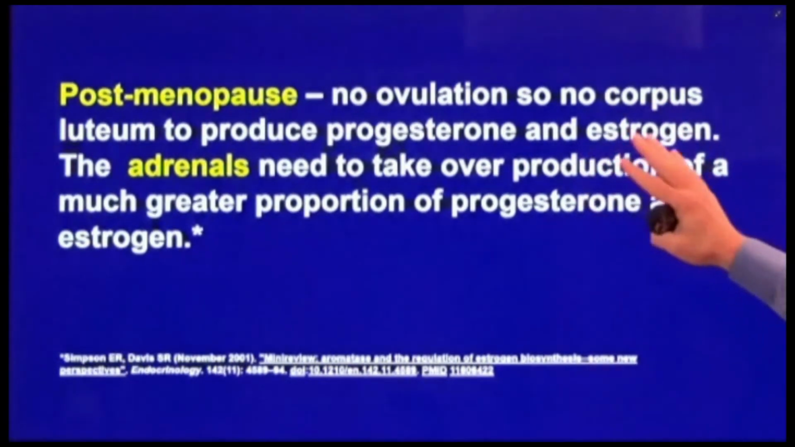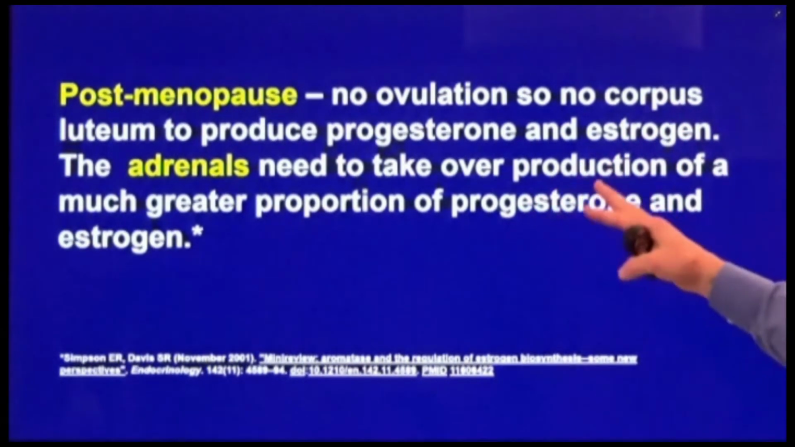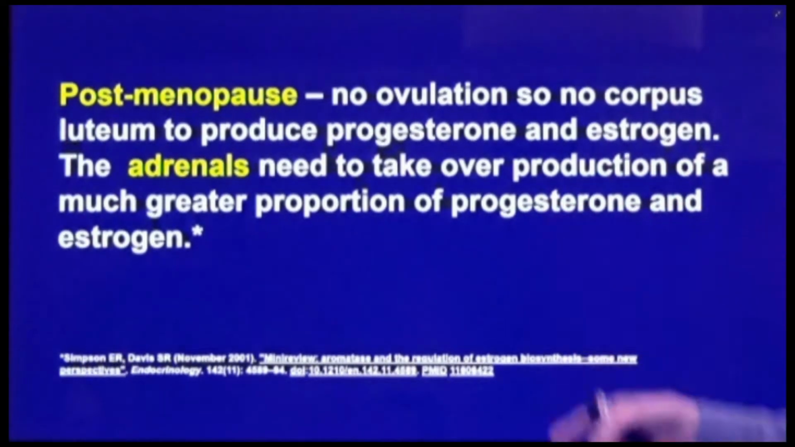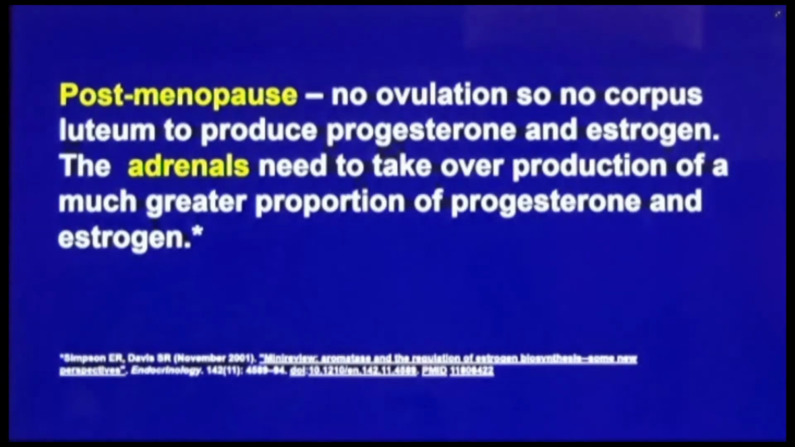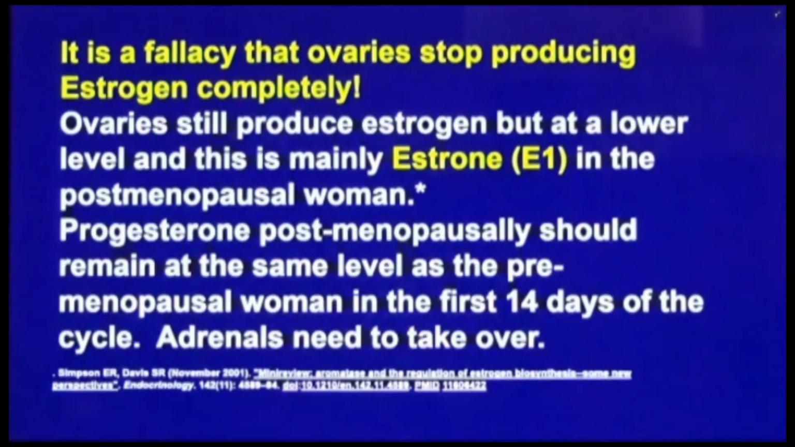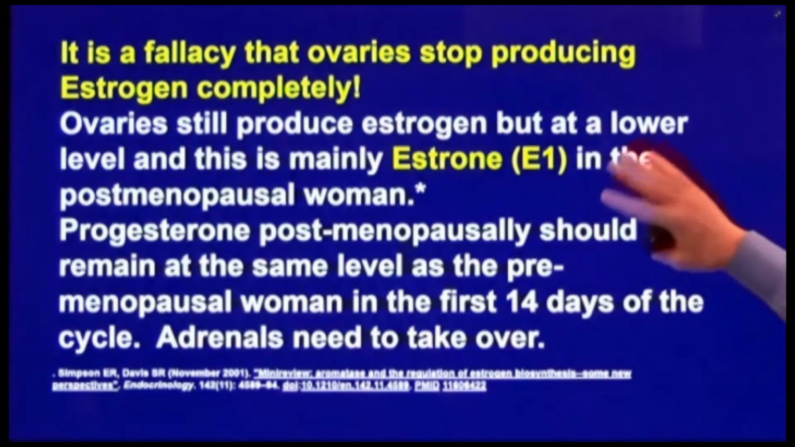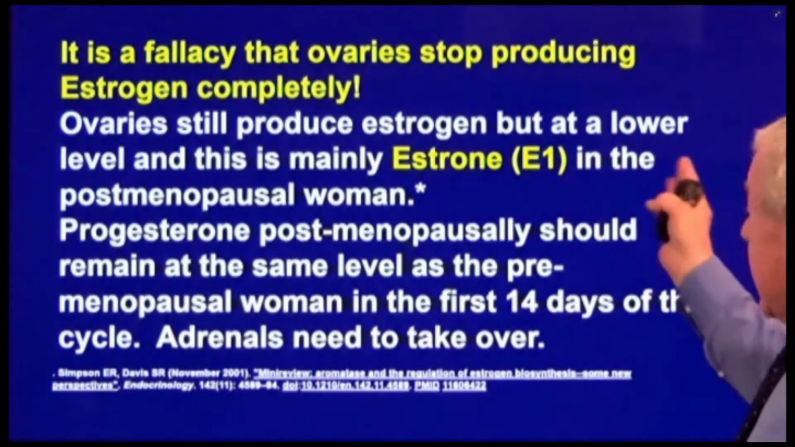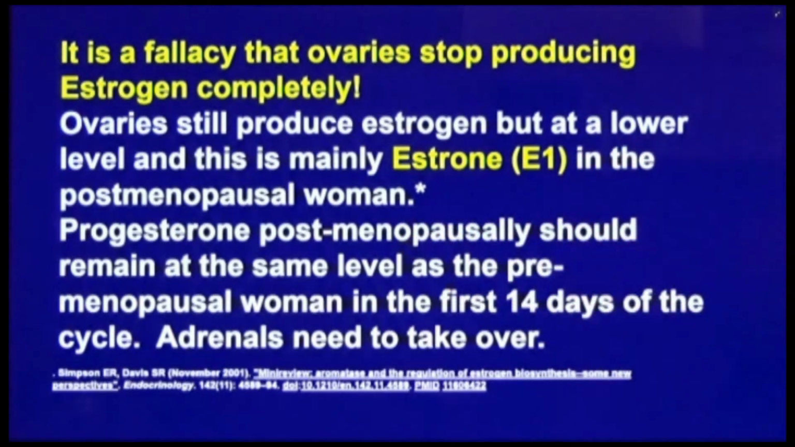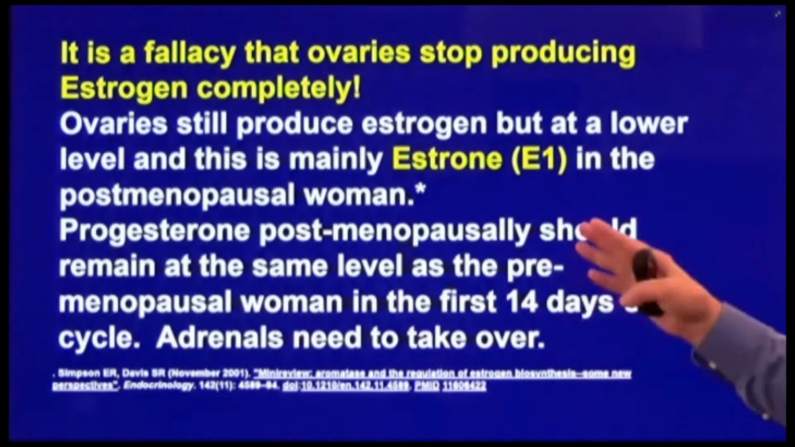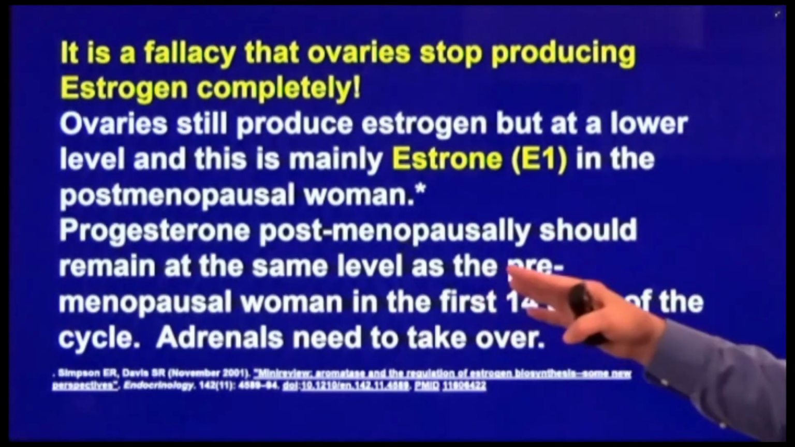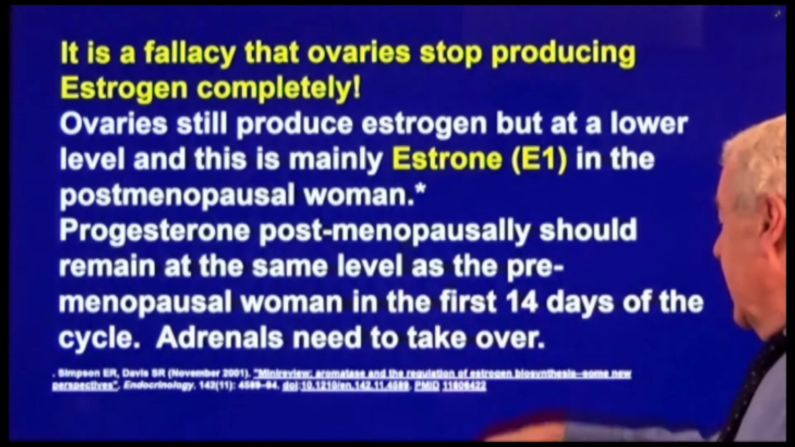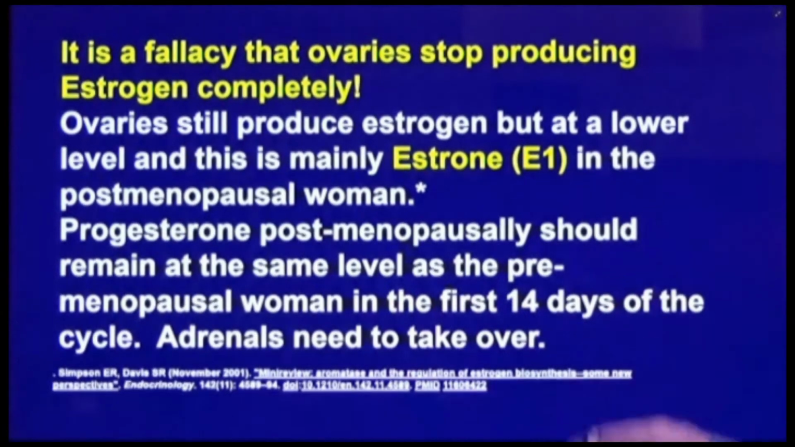Postmenopausal, no ovulation, so therefore no corpus luteum to produce progesterone or estrogen. The adrenals need to take over production of much greater proportion of the progesterone and estrogen postmenopausally. So it's a fallacy that the ovaries actually stop producing estrogen completely postmenopausally. Ovaries still produce some estrogen, but at a lower level, and this is mainly E1 or estrone in the postmenopausal woman. Progesterone, postmenopausally, should remain at the same level as the premenopausal woman in the first 14 days of the cycle. Therefore, the adrenals need to take over a much greater role postmenopausally.